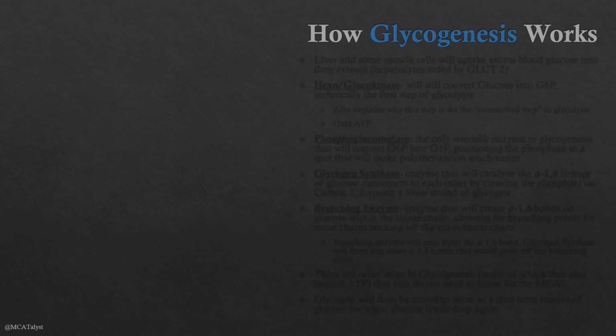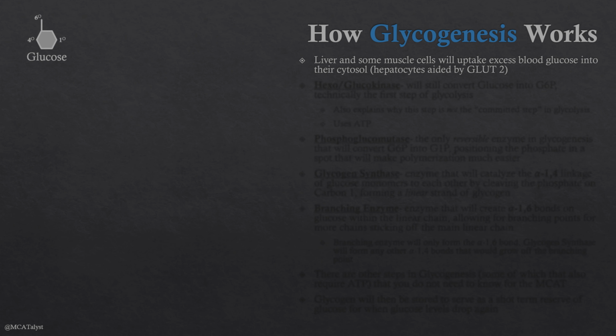So just to explain how glycogenesis works, of course, the liver and muscle cells, because GLUT2 has been activated in this high glucose condition, is going to move that glucose into the cytosol of those cells. So we have our glucose molecule up there in the top left corner. I've labeled the carbon numbers. We have carbon 1 on the right, carbon 4 on the left, carbon 6 at the top. That's going to help with understanding the naming of the bonds that we're going to be forming here.